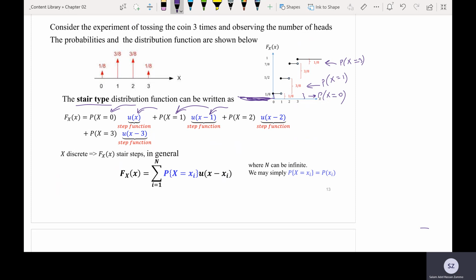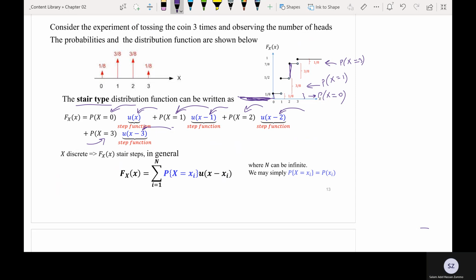Now we continue to have the same value until we reach 2, where at 2 we have another jump of 3 over 8, which is the probability that x equals 2. This is the next jump. So if we jump, what do we need to add? A step function, right? Where does the step function start? X equals 2. So we have u of x minus 2 multiplied by the probability of x. And the last step has location at 3. So it's u of x minus 3, with an amplitude of the probability that x equals 3.